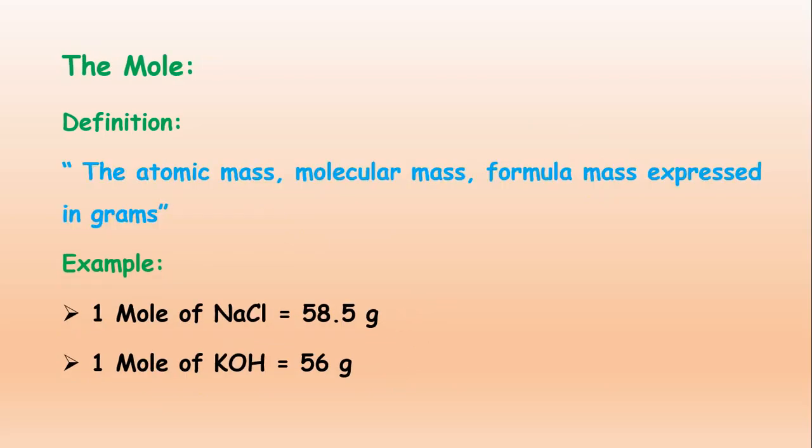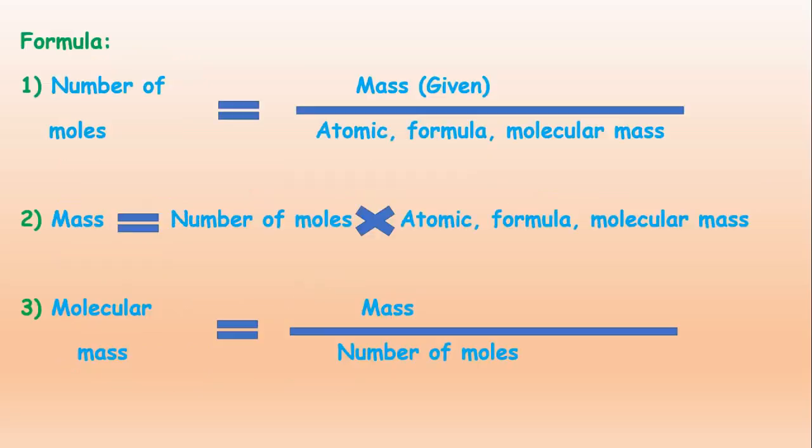Like what about the mole? Atomic mass, molecular mass, or formula mass expressed in grams will be called a mole. Like 1 mole of NaCl will be equal to 58.5 grams. 1 mole of KOH will be equal to 56 grams. So this is the definition of the mole. Now we are moving towards the calculation of the mole.